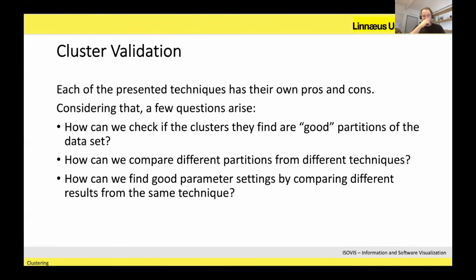And how can we find good parameter settings? By comparing different results. So you can use them not only to compare different clustering algorithms, but also to choose parameters. If you have to search a hyperparameter space, then you can use one of these validation metrics in order to determine whether one setting of parameters is better than the next one.